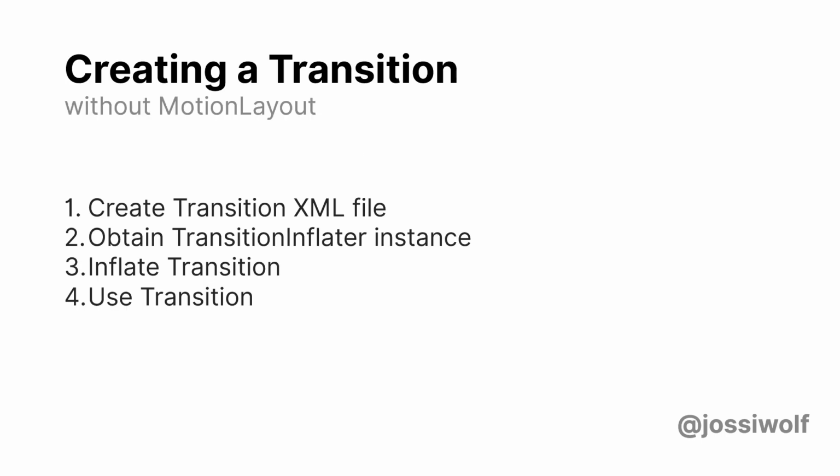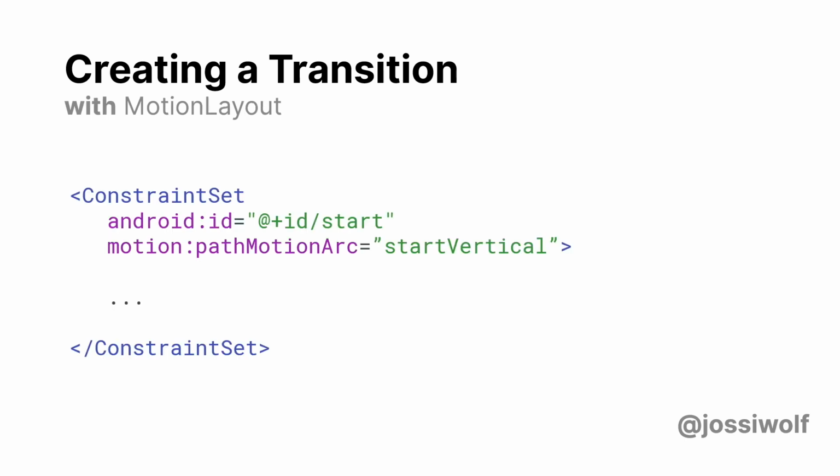So you could do that before, right? No problem. You could create a transition XML file, obtain the TransitionInflater instance, inflate the transition, use the transition by appending it to an animation and then starting the animation. Well, my point is with MotionLayout, it is this. Like you said, motion, path, motion, arc, and that's it. Like you get an arc motion, which is why it's awesome.